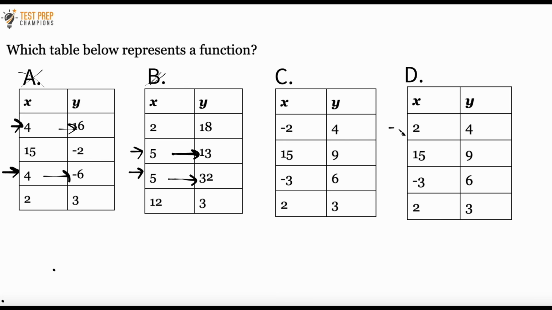Now for D, we see that we have two 2's, but these 2's have different outputs, right? So this 2 right here has an output of 4, and this 2 down here has an output of 3. So a function has exactly one output for each input. In this case, when 2 is the input, we see that there are 2 different outputs. So D is not the correct answer here, and C is the correct answer here.